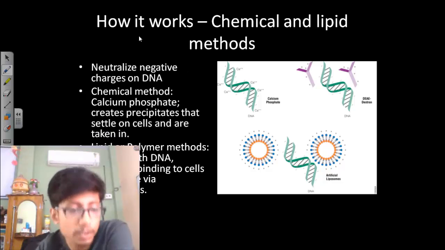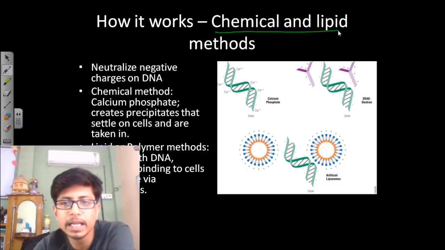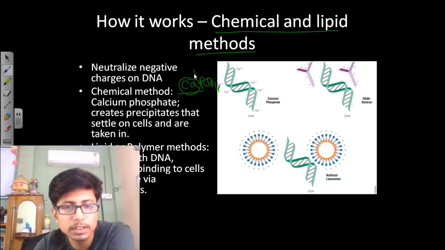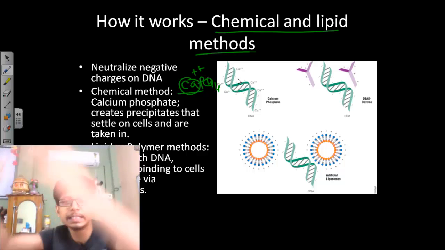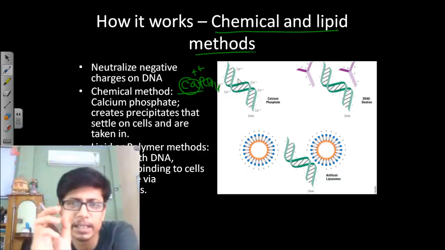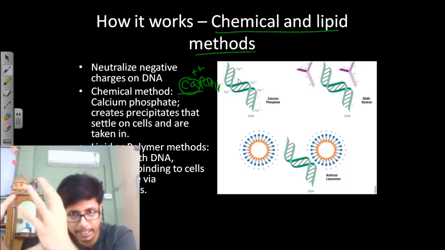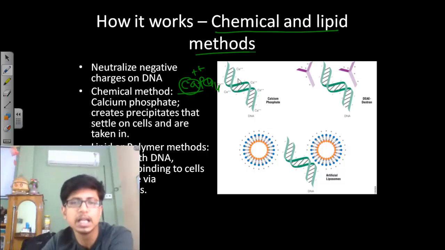So if we look at the process of how this works, we can have the chemical and lipid methods. You can see the chemical method is the calcium phosphate mediated method. Now remember, why calcium phosphate? Because calcium is a positively charged ion, and calcium can bind with the negatively charged backbone of DNA, right? So you can see the negatively charged phosphate backbone of DNA. Calcium can bind with them, and then it forms bead-like structures of calcium phosphate added, and this calcium phosphate takes those DNA segments, precipitates and settles on the cell.